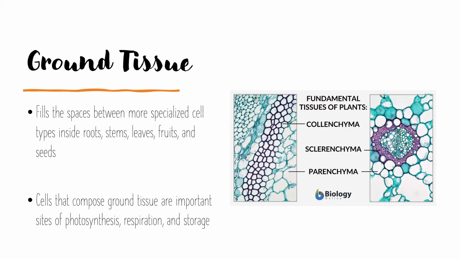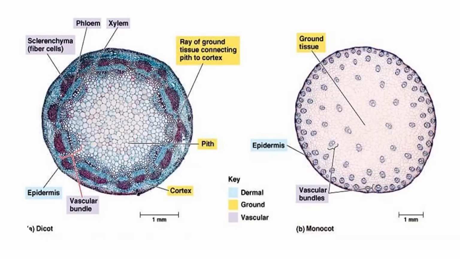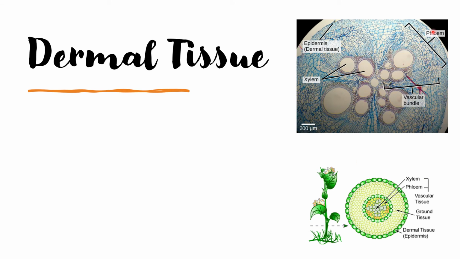As was discussed during the previous lesson, the ground tissue is made up of three different types of cells. We have collenchyma, sclerenchyma, and parenchyma. And by the way, this is a picture showing you the different types of tissues in a plant which are found all together. So you have here the ground tissue, this part. You have the dermal tissue, which is this part. And you also have the vascular tissue, which is made up of the vascular bundles. So now we move on to the dermal tissue.